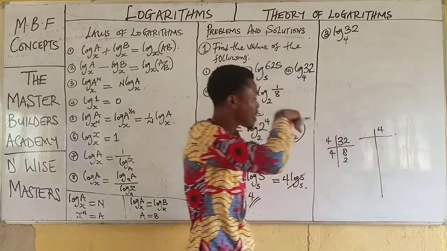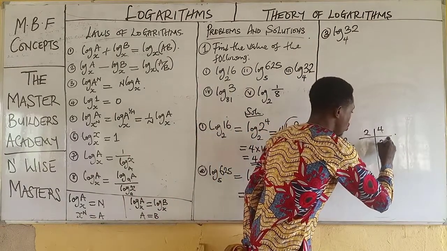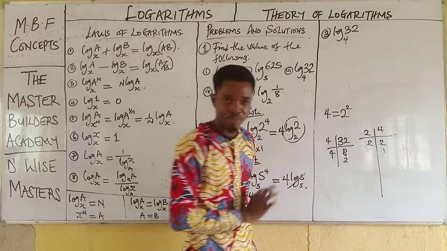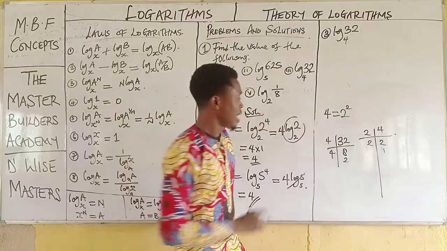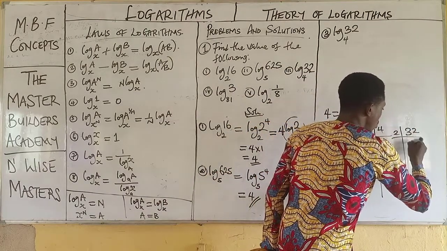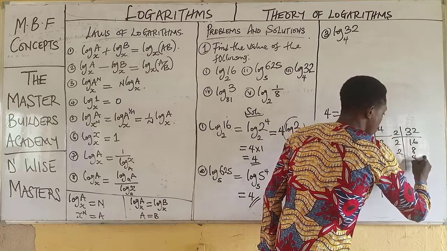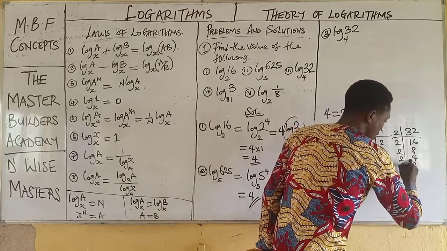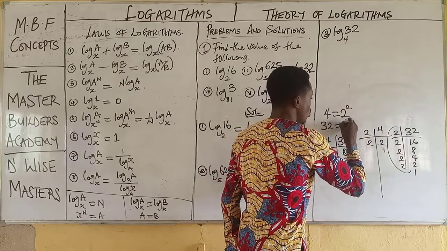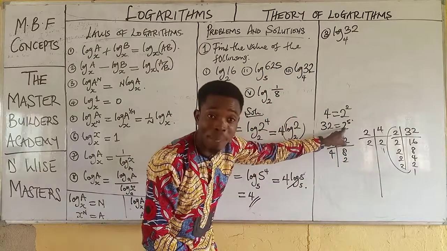What number can divide 4 and equally divide 32? 2. So 2 into 4 will give us 2. That's to say 4 is equal to 2 raised to the power of 2. That's for that guy. Then when we come to 32, we now have that 32 divided by 2, 16, divided by 2, 8, divided by 2, 4, divided by 2, 2, divided by 2, 1. That means 32 is equal to 2 raised to the power of 5. So at this point now, we find that we already have a common base.